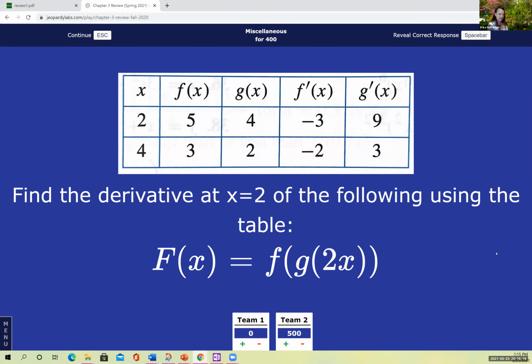Given the chart, you're given x when it's 2 and x when it's 4, and you're given your functions f of x and g of x, your derivative function of f of x, and derivative function of g of x. We want to find the derivative at x equals 2 using the table. We're trying to find the derivative of this capital F of x, which is a composition of two functions, f of g of x. Go ahead and see if you can do that one.